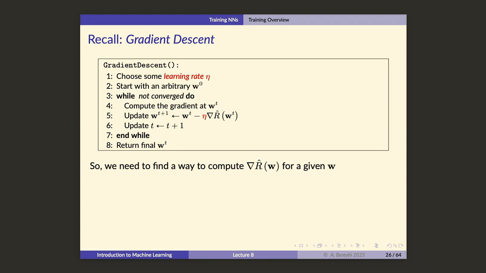If we choose it large, what's going to happen? We can skip the minimum, so we can have an issue with convergence. But if we choose it very small, what is the challenge then? It could get stuck in a local minimum, and it could take a long time to converge, right?